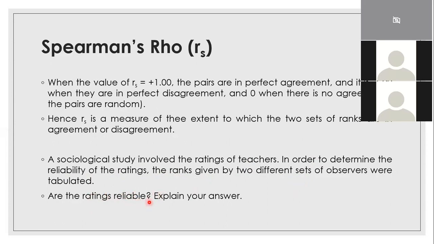Now, when we're testing for reliability in research, we're looking to see whether, when more than one person is applying the same tool, we end up with the same or very similar values. If we do, then we have reliability. If we don't, then we don't have reliability and we cannot use that data, or we cannot rely on that data.